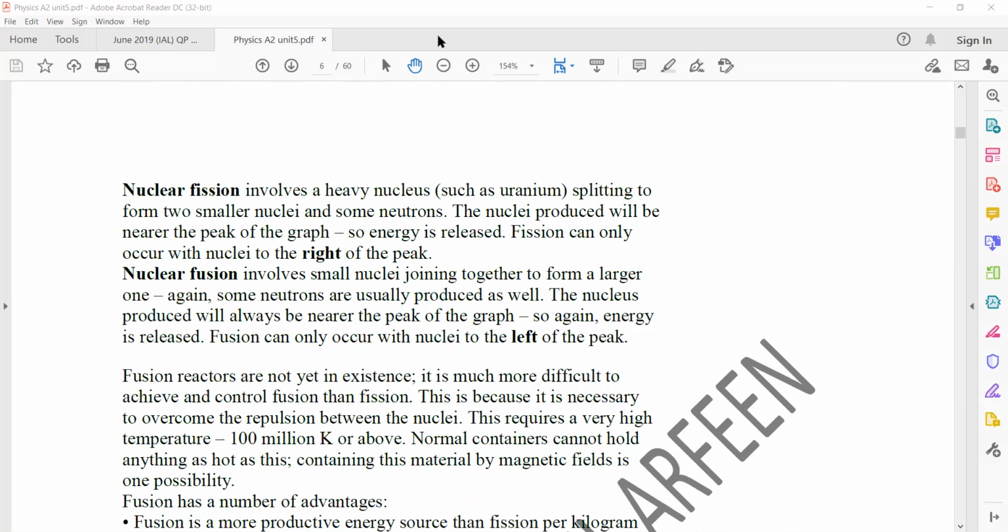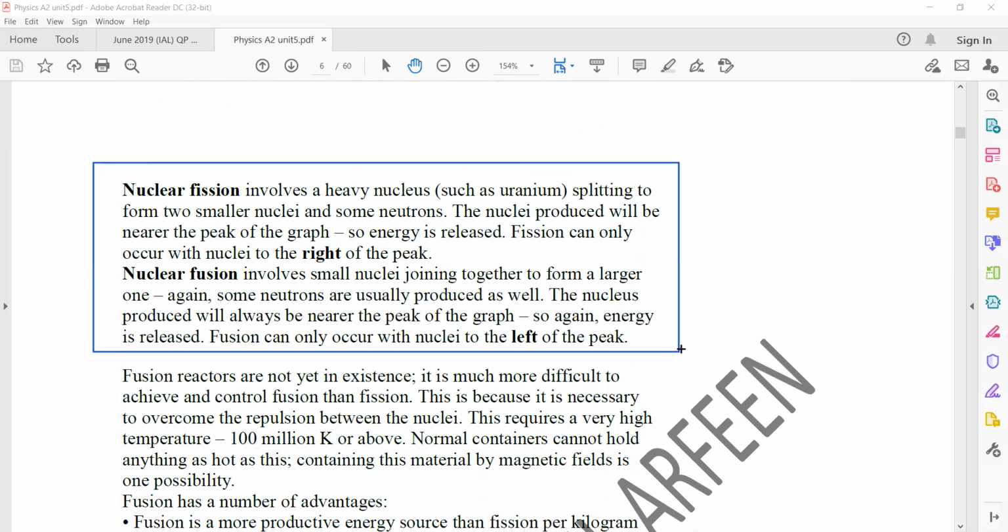And this is the part which explains the idea for binding energy per nucleon. As you can see in this part, nuclear fission involves a heavy nucleus such as uranium splitting into smaller nuclei, which will move towards the peak in the graph. So energy is released, and fission can only occur with a nucleus right of the peak.